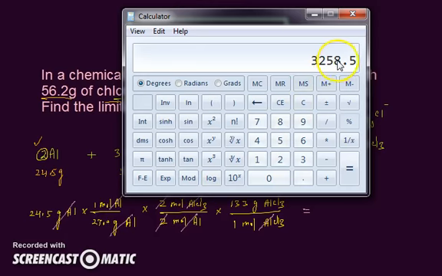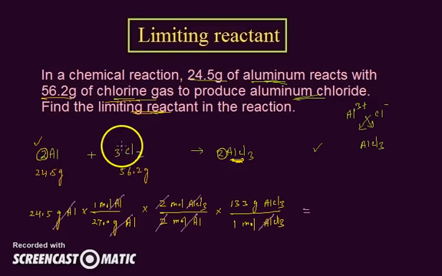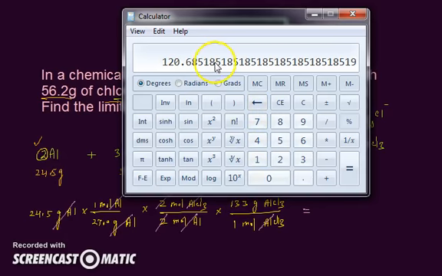We divide this number by 27.0. We divide this value by 27.0, and this is the value we get. Well, we pick up this value with least significant figures. We look at the mass of the reactants, and you can see that the mass of each reactant is given with 3 significant figures, 1, 2, 3. That's why we pick up this value with 3 significant figures, 1, 2, 3 up to decimal point.